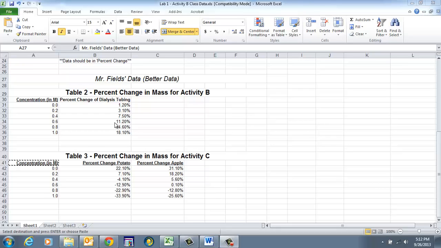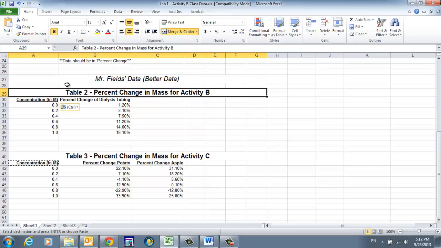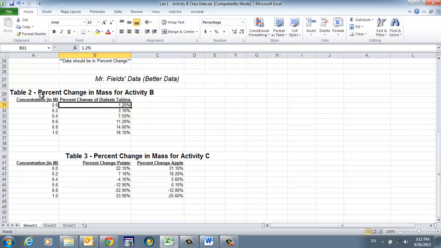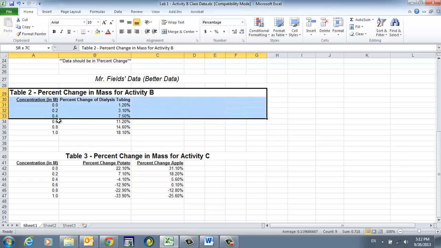I have that in two tables, and so what we can do right quick is I can go through, very briefly, how to set up these tables so that you can put them into Word correctly. I'm not saying that the formatting here is the best.